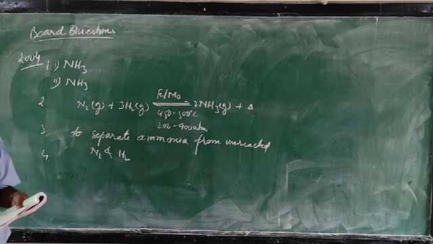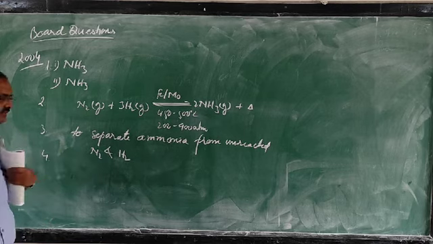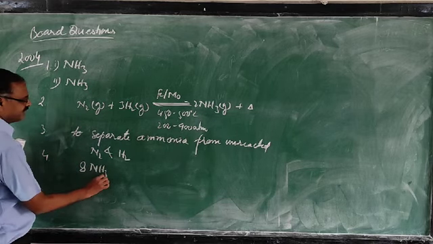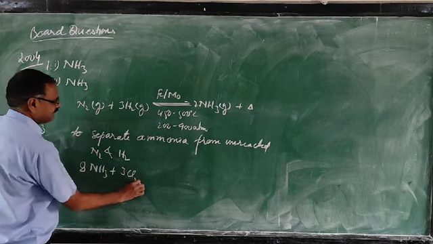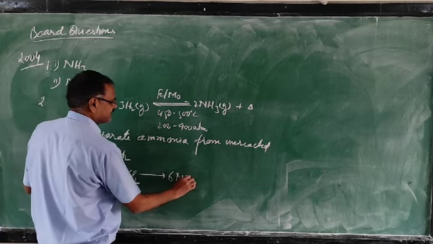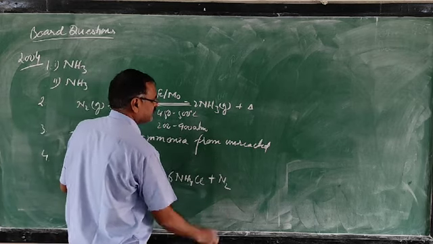Then fourth one, write an equation of the reaction of chlorine with excess ammonia. So excess ammonia, 8NH3, reacts with 3 molecules of chlorine to form 6NH4Cl plus N2.